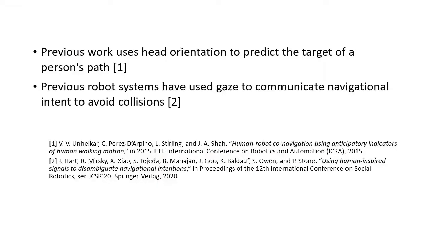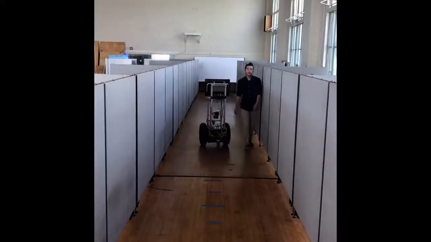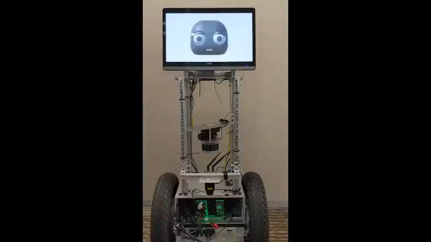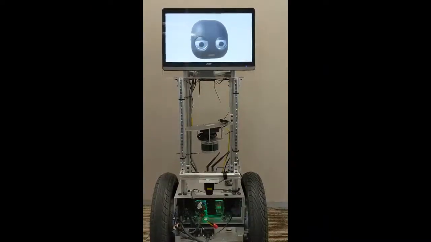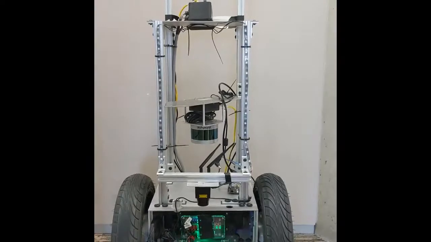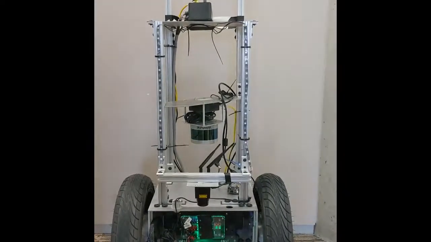In prior work, Onelkar et al. present a classifier that leverages head orientation to predict the target of a person's walking path. Prior work from our group leverages a similar gaze cue to indicate which side a robot intends to pass a person on when navigating past them in a narrow corridor. The findings indicate that people more readily understand a gaze cue than an LED turn signal used by the robot. Here, we expand on Onelkar's work to develop algorithms to predict the target of human walking motions based on gaze.